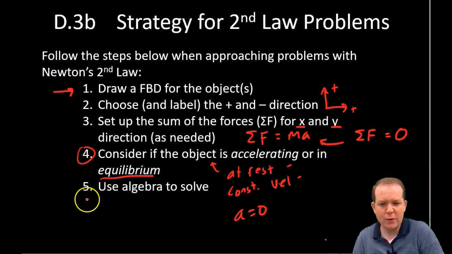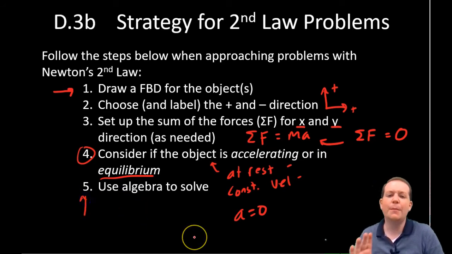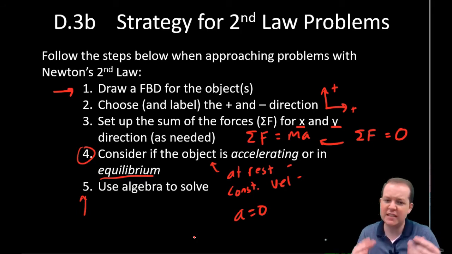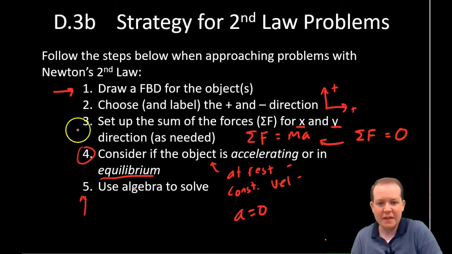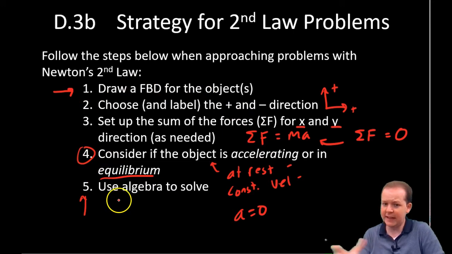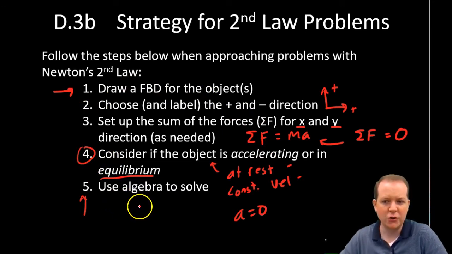And then, of course, after we have something set up, we're going to do some algebra. Now, this topic is difficult because often we're creating these equations from scratch. We're not just given an equation to use for every scenario. We have to figure it out. These steps are what allow us to figure out these equations to ultimately do step 5 using some algebra in order to solve. Okay? So that's the strategy.